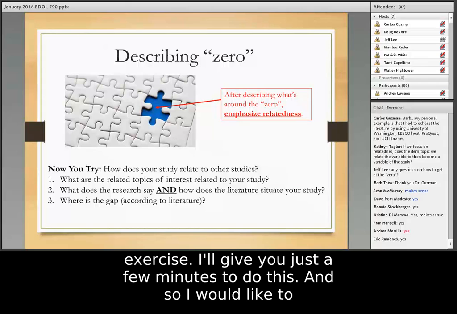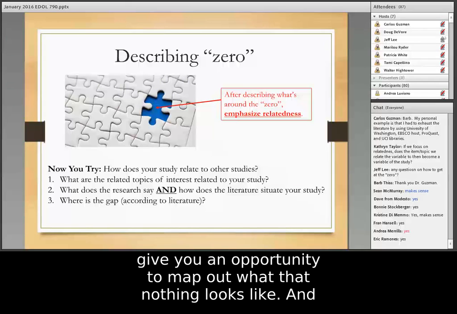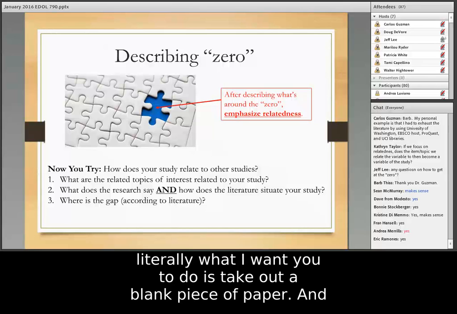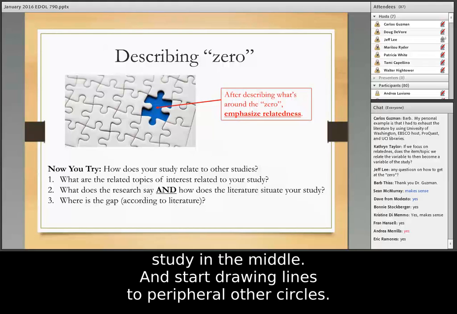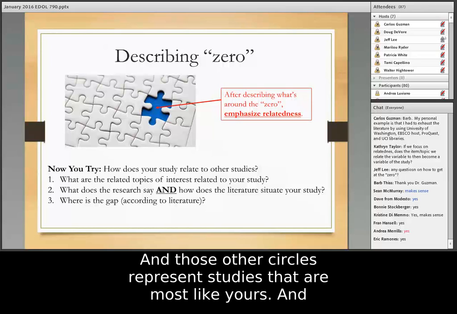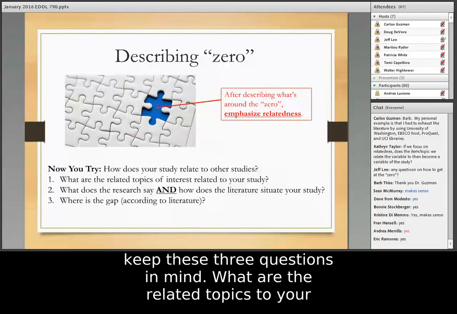I'll give you just a few minutes to do this. I'd like to give you an opportunity to map out what that nothing looks like. Literally, what I want you to do is take out a blank piece of paper and draw a mind map, a bubble map, if you will. Draw a circle, that's your study in the middle, and start drawing lines to peripheral other circles, and those other circles represent studies that are most like yours, and keep these 3 questions in mind.